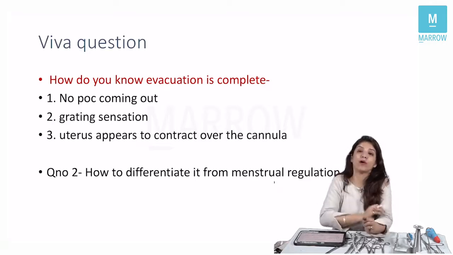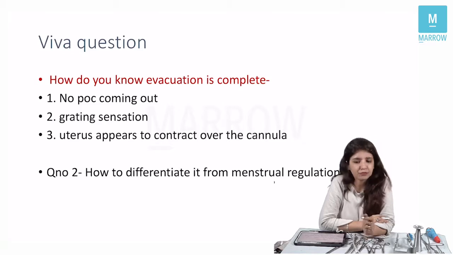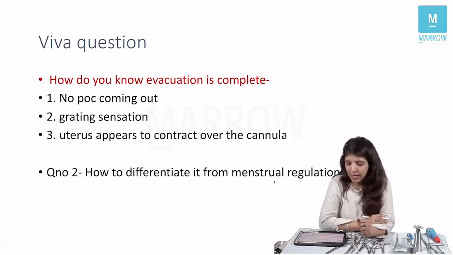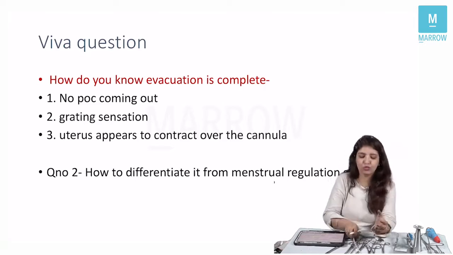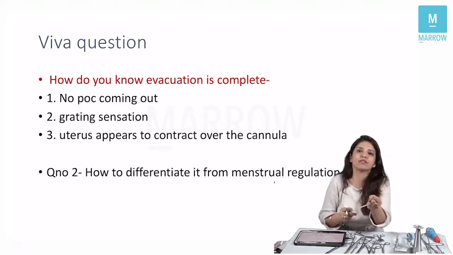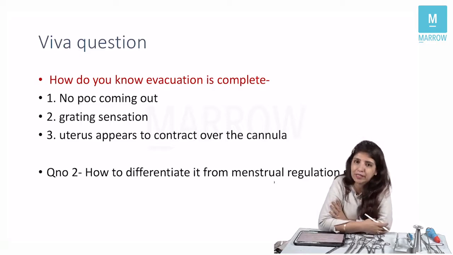Then, another very important viva question is, how do you know that evacuation is complete? See, there are three things which you have to tell the examiner. Number one, I'm going to know that the process of evacuation is complete when no product of conception comes out. Number two, when you get a grating sensation. And number three, the uterus is going to contract over the cannula. So these are the three things by which you come to know that the suction evacuation is complete.